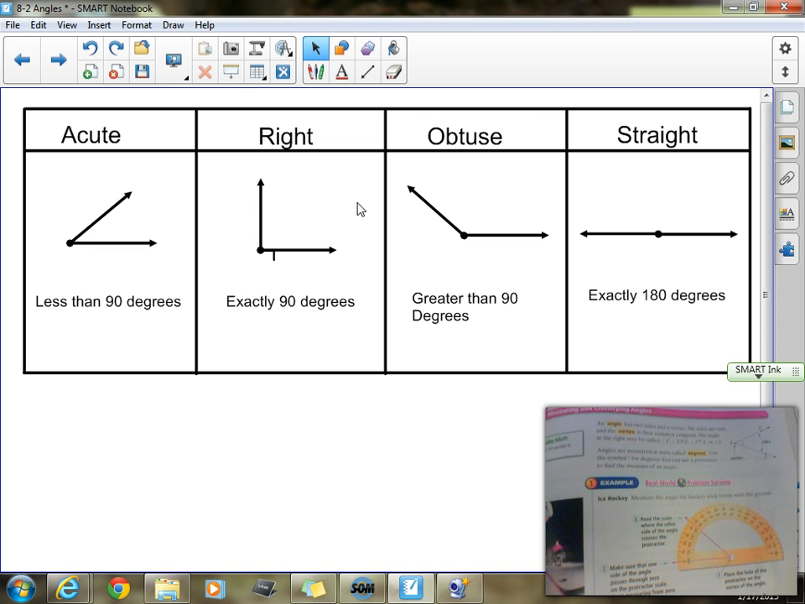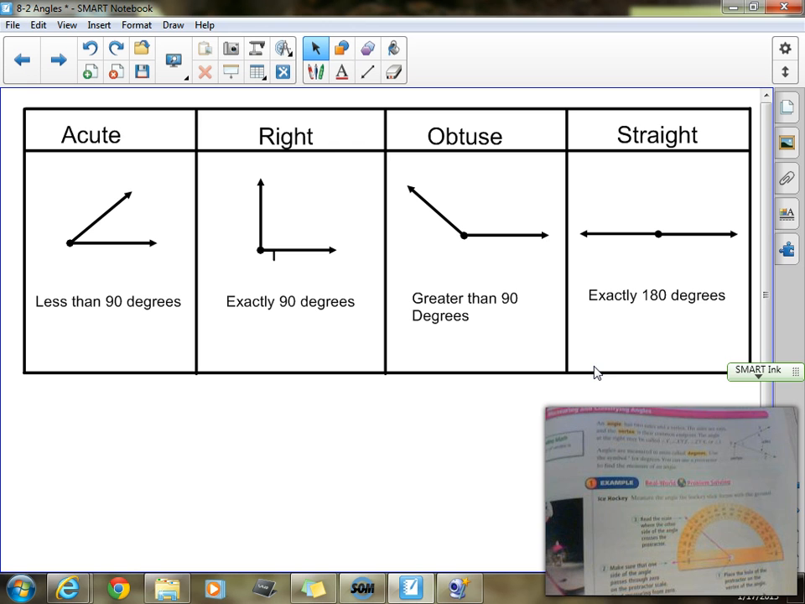Next, the next group of angles we see are called right angles. Now, right angles are exactly 90 degrees. So you can see a nice 90-degree angle right there. Now it looks like the edge of a square, edge of a box. Okay, that's what a right angle is. So a right angle is exactly 90 degrees.